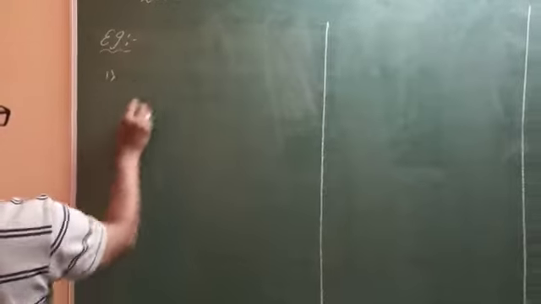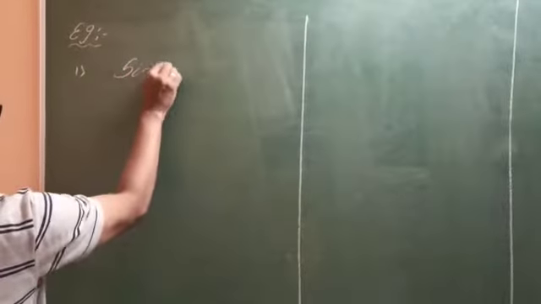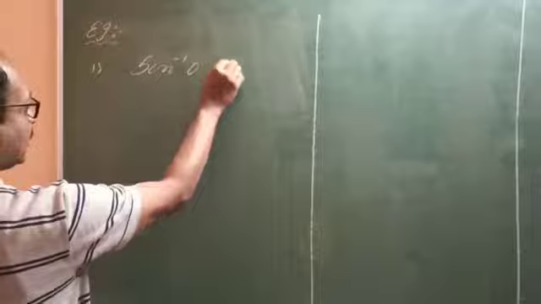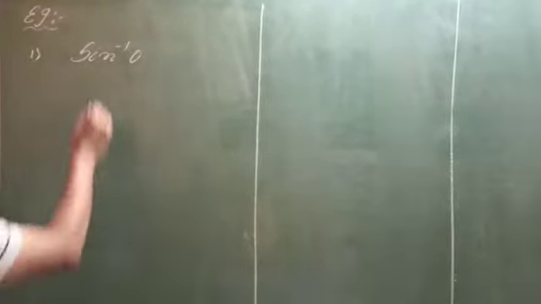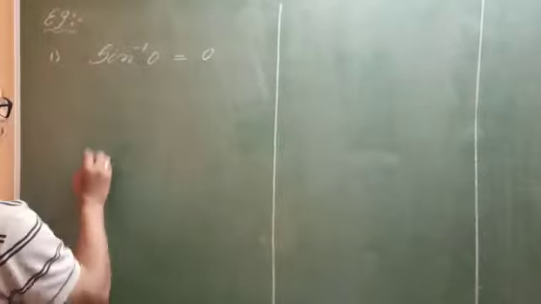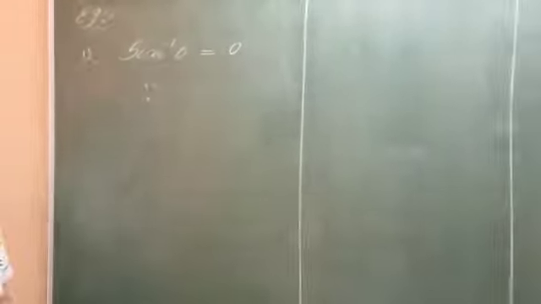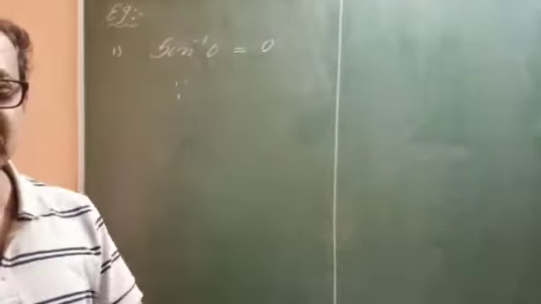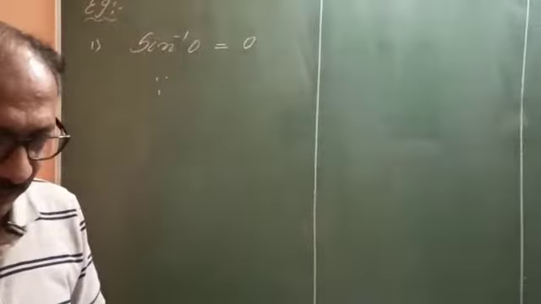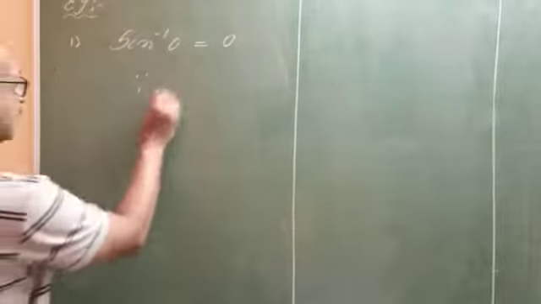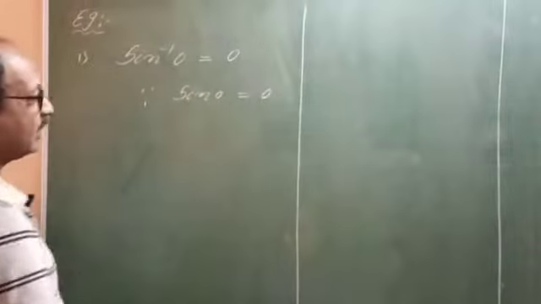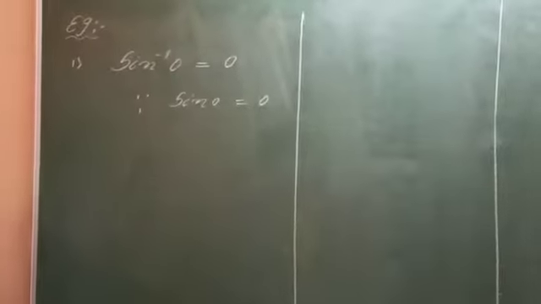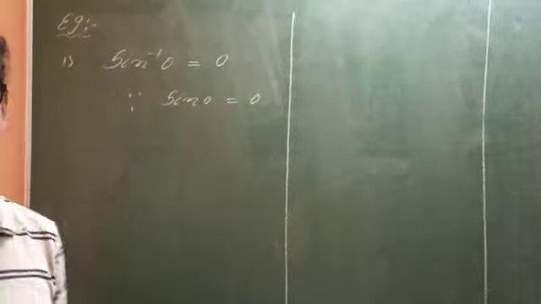The first problem is like this. Sine inverse of 0 is equal to what? Sine inverse of 0 is always equal to 0. What is the reason for this? The reason is that sine 0 is nothing but 0. Because sine 0 is equal to 0.